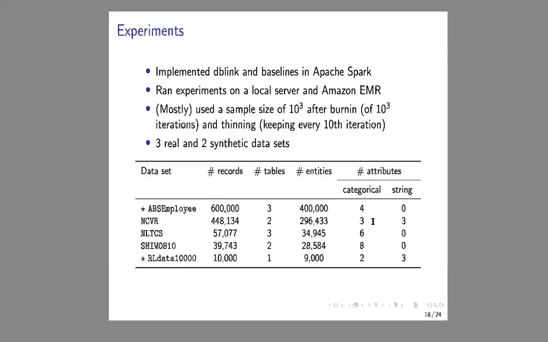We can look at various different attributes. This data set, for example, only has categorical attributes. This one has categorical and string. This only has categorical. This has only categorical, and this one has categorical and string.